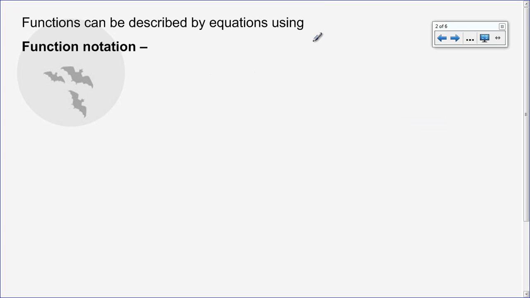The first thing we're going to talk about is that functions can be described by equations using function notation. Function notation looks something like this, and it is pronounced f of x because it is short for a function of x. This is the same thing as y. And so I can replace f of x with a y. It's the same thing as saying y equals something. It's just f of x equals something, and all it is is function notation.